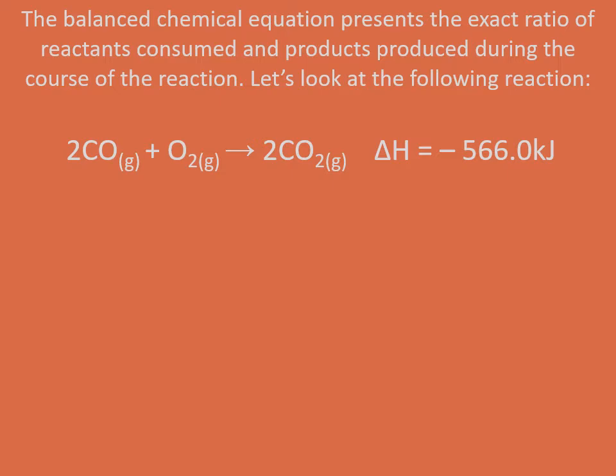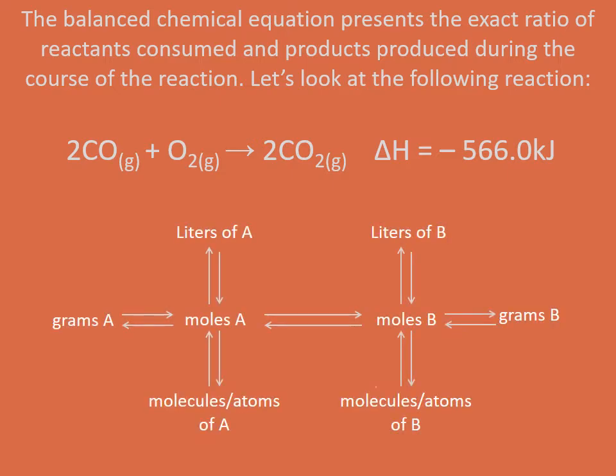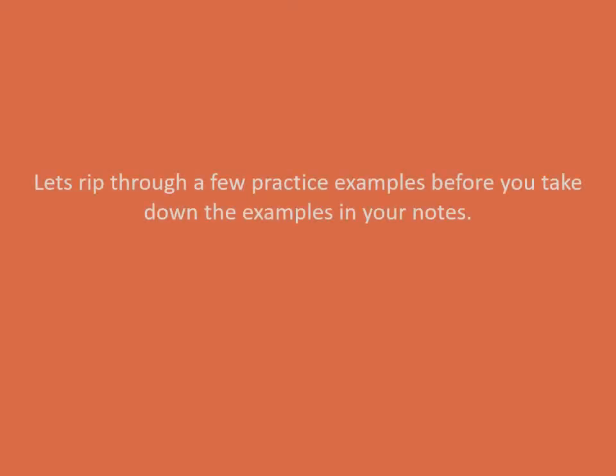Now that is not an exact number, and when we use it in calculations, this particular number would be limited to 4 significant figures. Since these are ratios that numerically relate every species in our chemical equation, they can be used in our dimensional analysis equation to convert from one chemical formula to another chemical formula. Also, since the equation included a heat term, it is possible for us to now convert from moles to kilojoules or from kilojoules to moles. Let's rip through a few practice examples before you take down the examples in your notes.